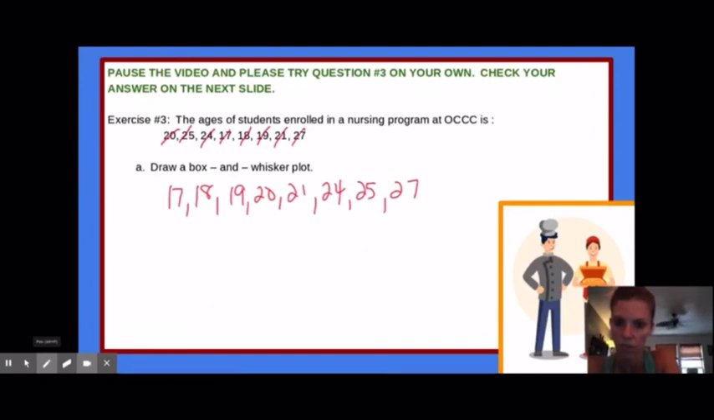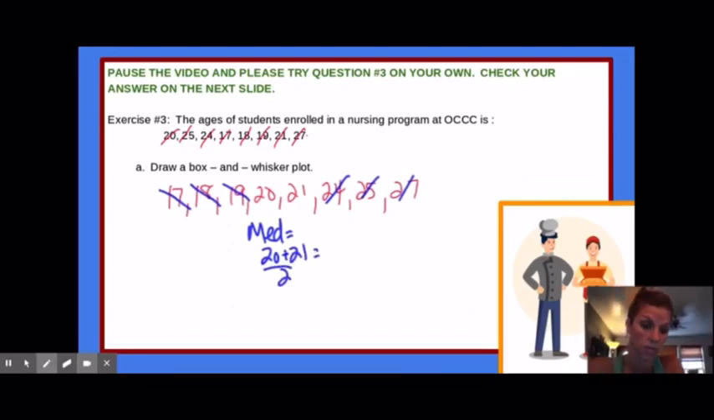Let's make sure we have all the numbers originally given. 1, 2, 3, 4, 5, 6, 7, 8. How many do I have? 1, 2, 3, 4, 5, 6, 7, 8. We're good. We're going to find the median. So I have 8 numbers, which means I'm not going to get an exact middle. So if I cancel out, let's say 3 and 3, I have 2 middle numbers. It's 20 and 21. So for the median, we're going to do 20 plus 21 over 2, which gives me 41 over 2, which gives me 20.5. So my median is 20.5.